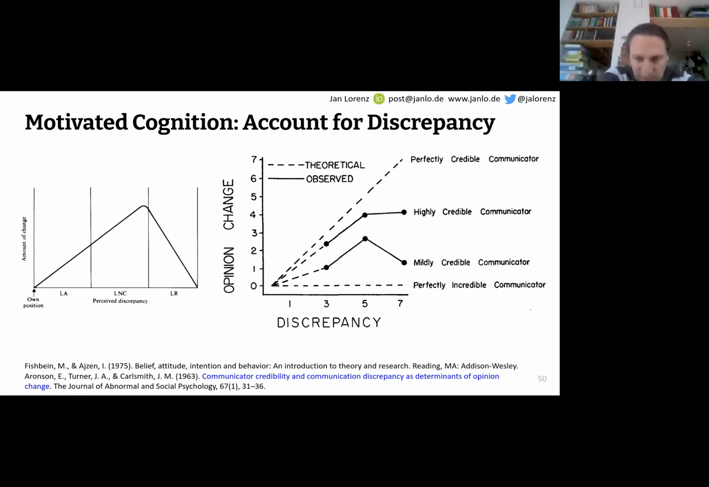Actually, I would have to look up what the exact question was. I don't have it present at the moment. But what they were studying here is the credibility of the source. You see, when you have a highly credible source, the opinion change is always still increasing. Of course, opinion change has to increase when the discrepancy is large, because you can change more towards that opinion. But when you have only mildly credible sources, there is this breakdown. When the discrepancy is too large, the opinion change declines again, which is basically the bounded confidence assumption.